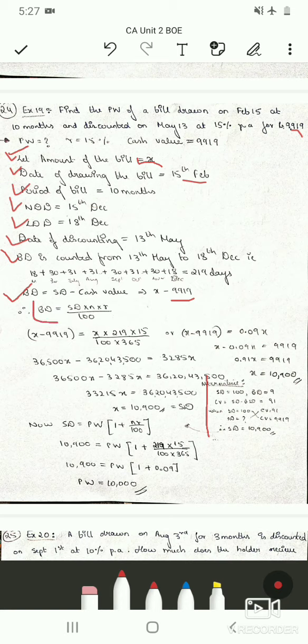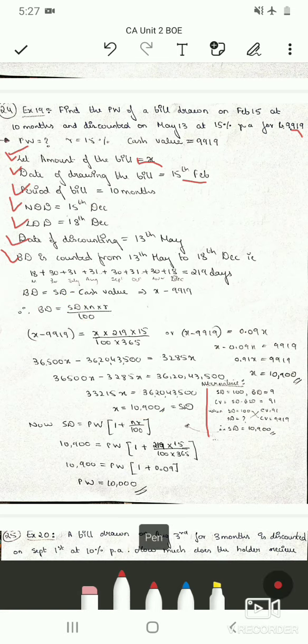9,919. Now using the formula of banker's discount, all the terms are known. We know what is banker's discount now. It is X minus 9,919. Sum due is X, N is 219 and R is 15%. So when you simplify, we will get X as 10,900. So these two will go to the left hand side. So it will be X minus 9,919 into 36,500, and this is, so I have solved completely step by steps.